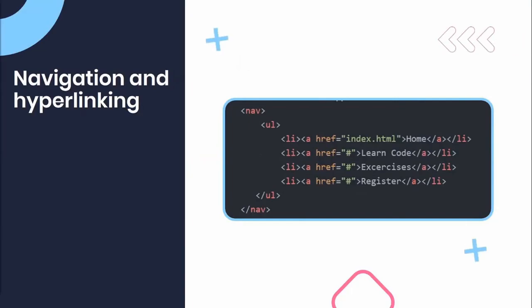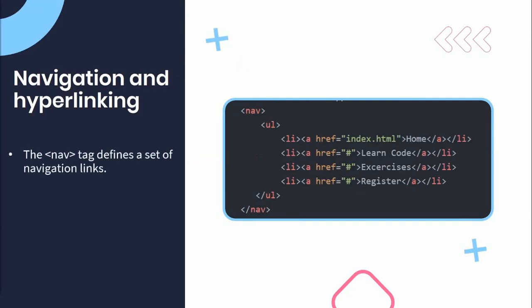What we essentially have here is just a very basic snippet of what a navigation system would look like in code. But let's have a look at the characteristics of how we achieve this. When it comes to navigation and hyperlinking, the nav tag defines a set of navigation links. As seen in our code snippet over here, we have an unordered list with 3 list items, and inside of those list items we have anchor tags with an href attribute, and this is how we can link pages together.